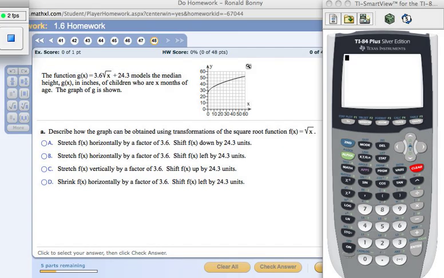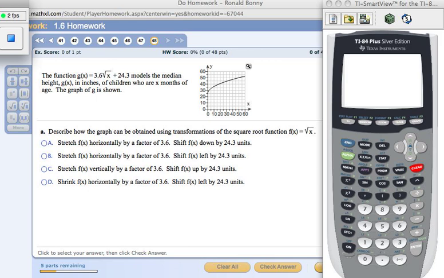All right, this problem is from section 1.6, problem number 48. It gives us a graph and it says the function g of x equals 3.6 radical x plus 24.3 models the median height, g of x, in inches of children who are x months of age. The graph of g is shown here to the right.